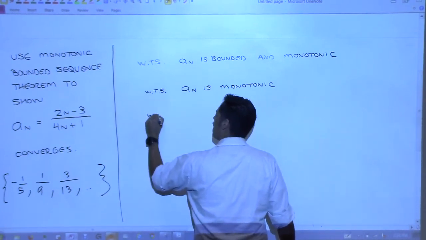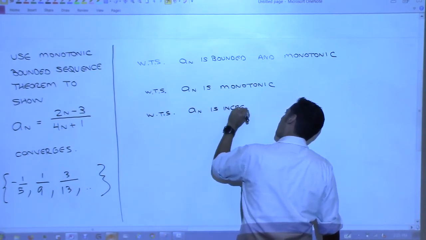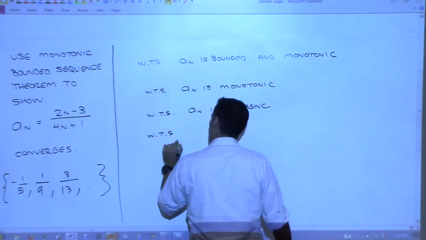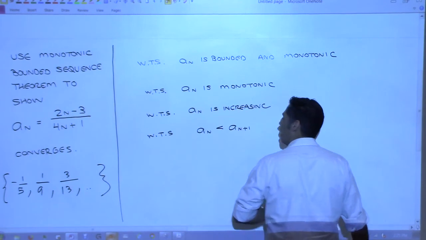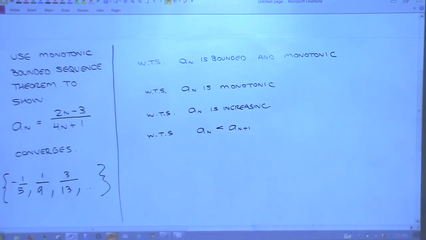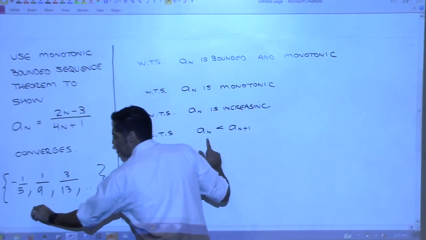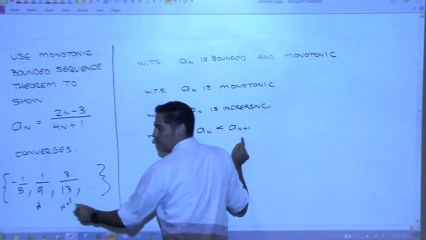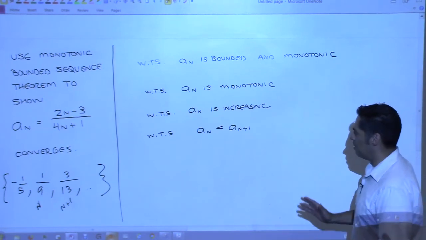So I want to show that a sub n is increasing, which means I want to show that a sub n is less than a sub n plus 1, right? That's what I want to show. Doesn't that mean increasing? Yeah. The nth one is always smaller than the next one. n plus 1 would be this one, right? Yeah. So how do we show that that's true? I mean, we can't just say, oh, look, obviously it's true. That doesn't work. So watch how we do this.